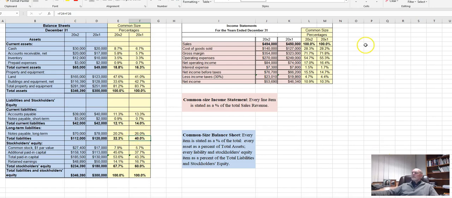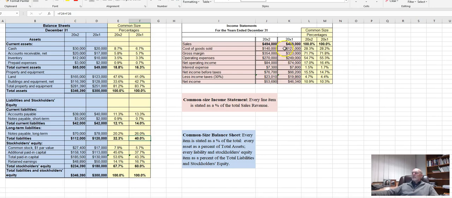Here's a common size income statement. On the common size income statement, everything is listed as a percentage of sales. Remember that on the income statement, the total is at the top, and we're subtracting down from that. So again, sales is listed as 100%, and every item below is calculated as a percentage of that total.